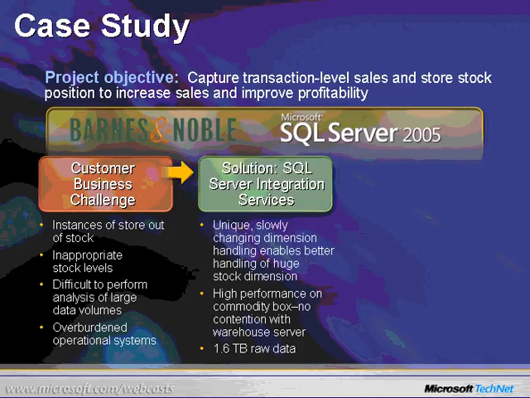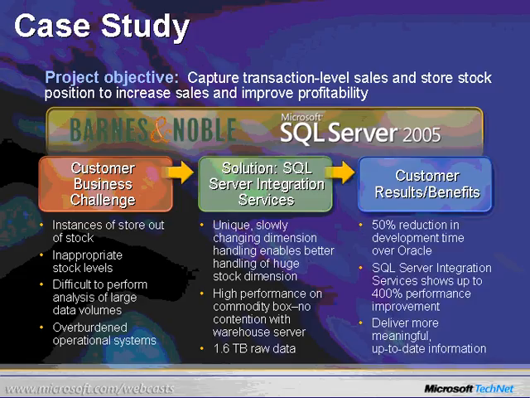In adopting SQL Server 2005 and integration services, Barnes & Noble was able to create slowly changing dimensions, which made the handling of enormous stock dimensions much easier. Because of the flexibility and performance of integration services, the customer was able to achieve high performance on a low-cost commodity system and avoid contention issues with other data warehouse servers. The volume of data integration services handled in this particular case was large, about 1.6 terabytes of raw data. The results when they moved to SQL Server 2005 IS were dramatic.